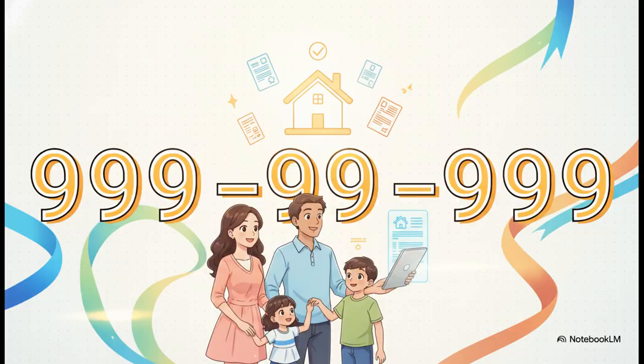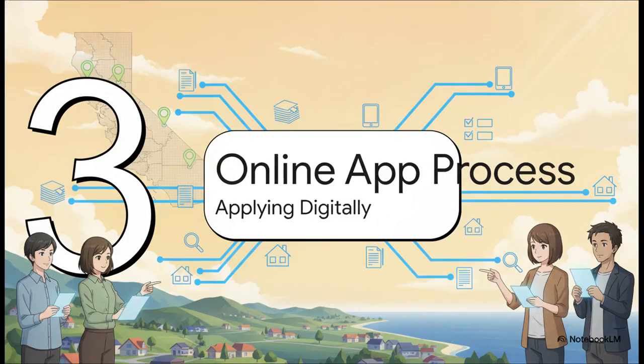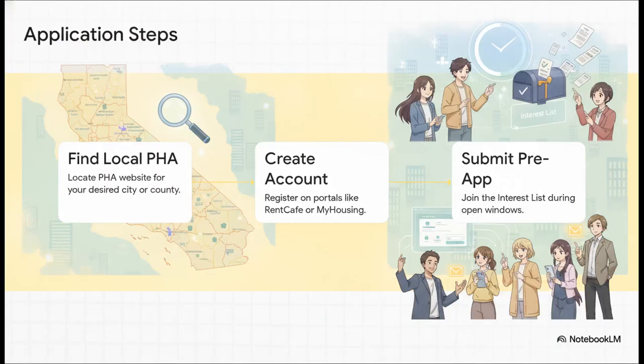Okay, Section 3, the online application process. So, California doesn't just have one giant, massive Section 8 list. Actually, there are dozens of local public housing authorities, or PHAs, from Alameda all the way to Yolo County. Precision and attention to detail during this digital journey are absolutely vital. Here is the exact chronological flow.